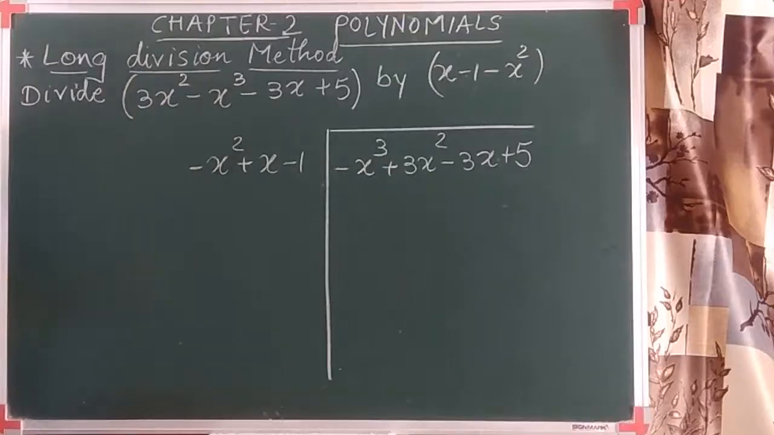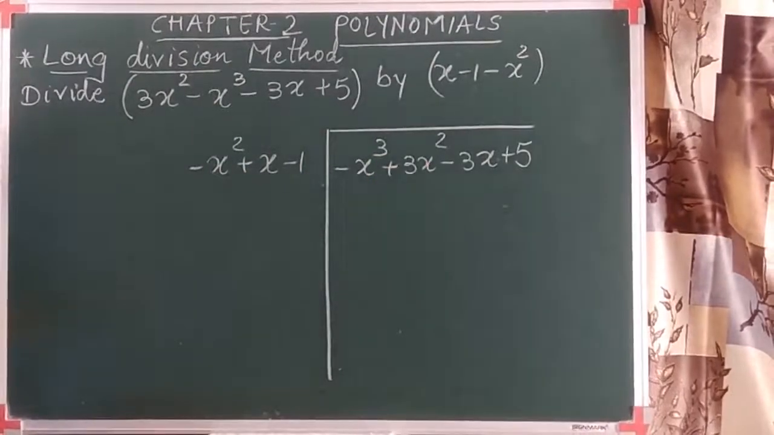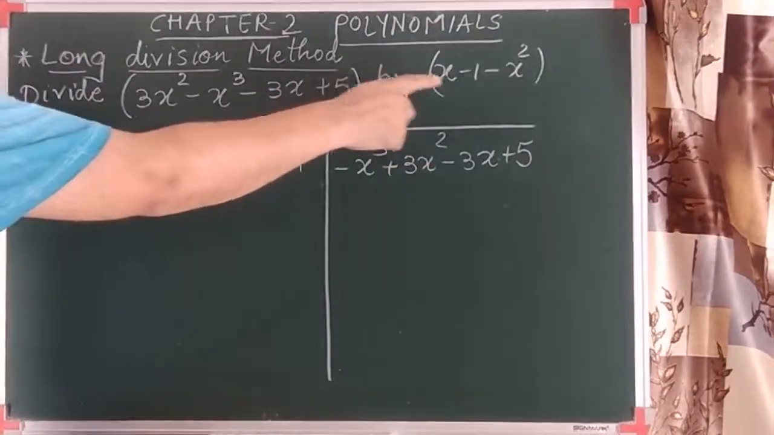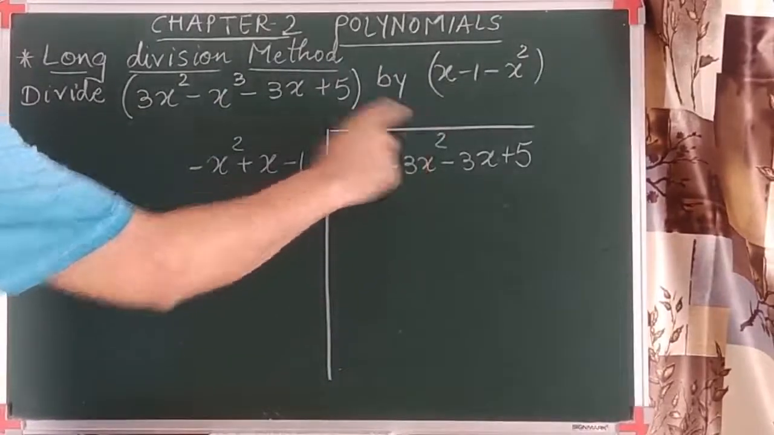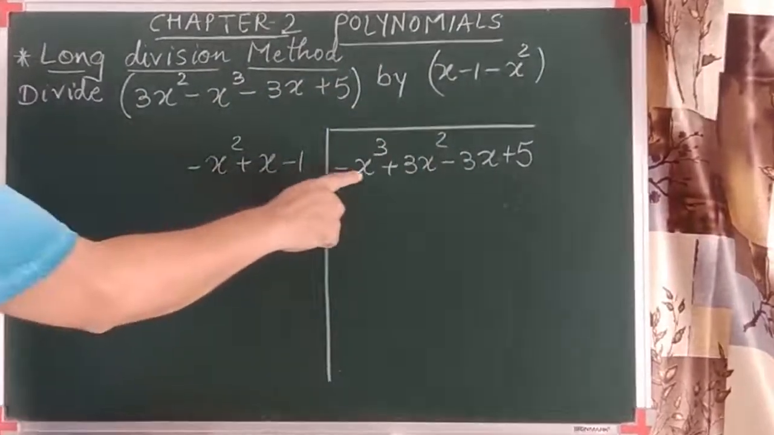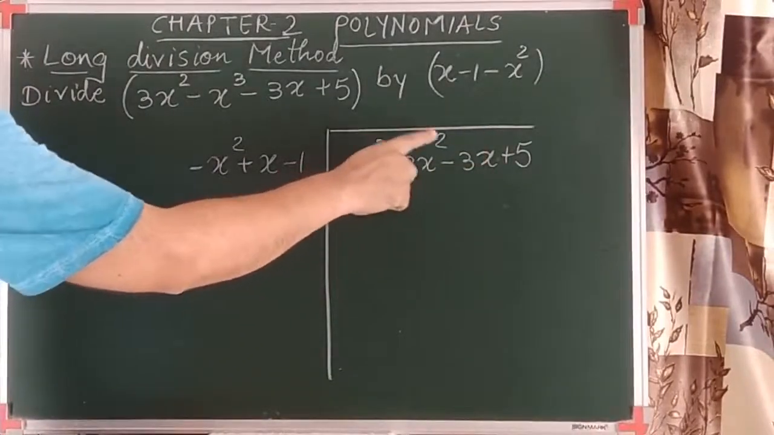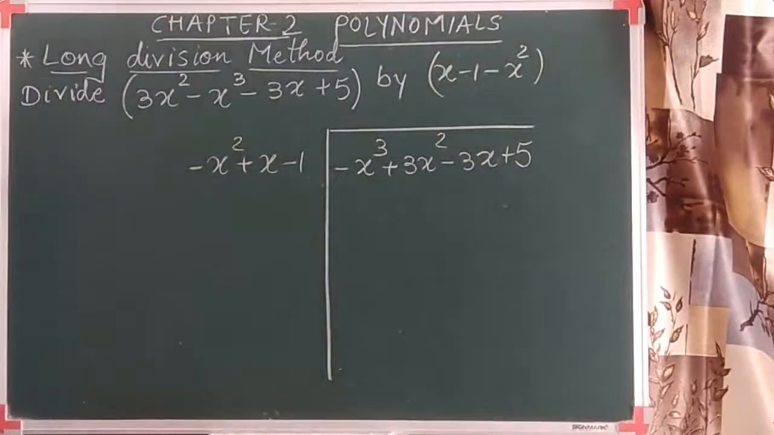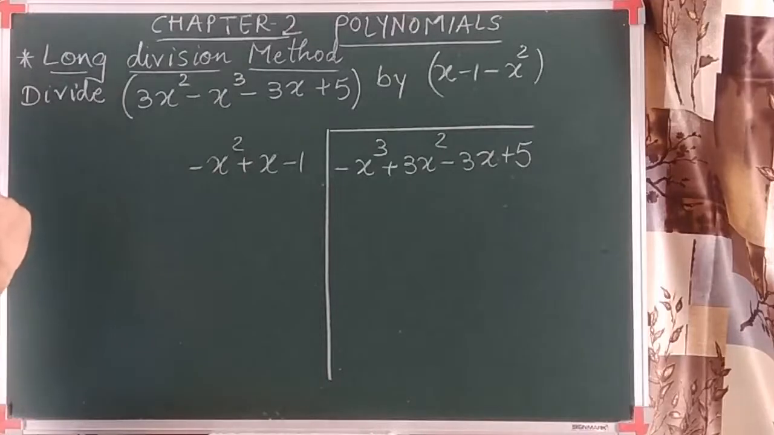We should arrange the terms in the descending order of the power of the variable, or it could be in the ascending order of the power of the variable. So let us arrange both dividend and divisor in the descending order of the power. मतलब हमारा जो वेरिएबल का पावर है, it should be in the descending order. पहले बड़ा पावर, फिर छोटा, छोटा और लास्ट में the constant term with the power 0. Same we have to do with the dividend and divisor.